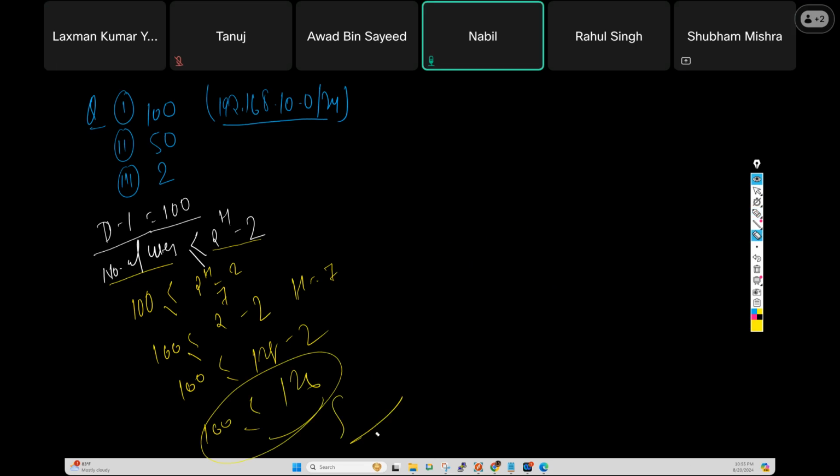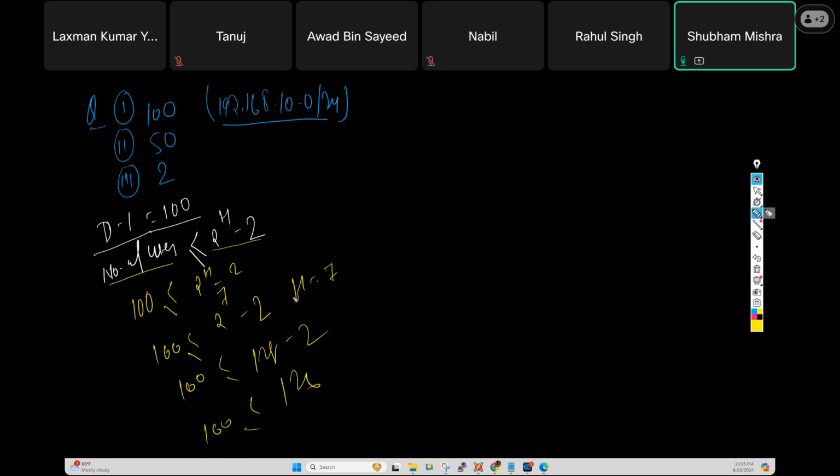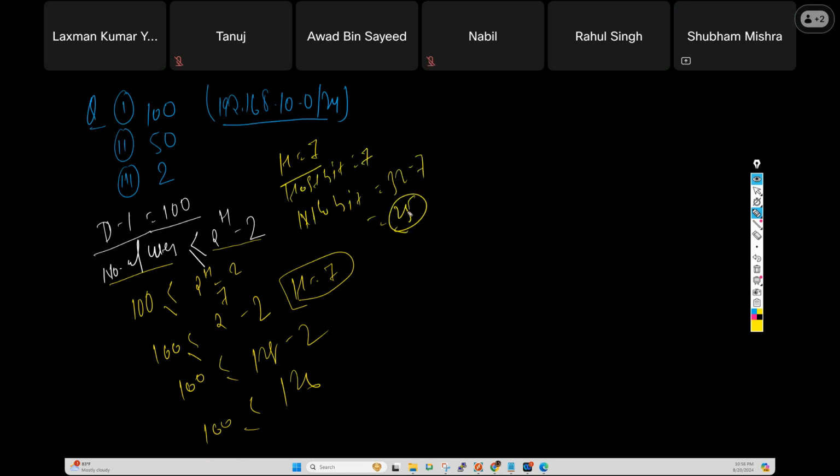So we have to use the value of h. What value did I get here, guys? h is equal to 7. So h is equal to 7 means what? h means the host bits. So host bits is 7. If host bits is 7, the network bits will be 32 minus 7. What is the value? 25. So this is the network bits.